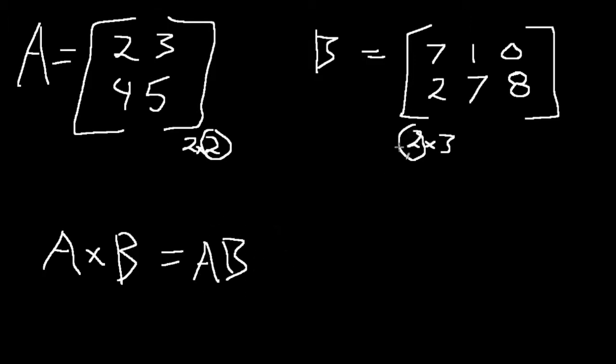So if this were a 3 by 3 and we tried to multiply a 2 by 2 by a 3 by 3, it would be undefined. There would be no result. You don't have to do any operations. The answer is just undefined. So that's actually the easy case.